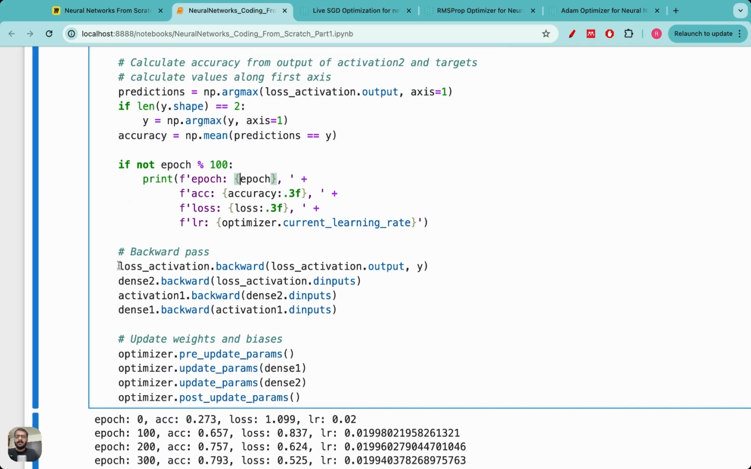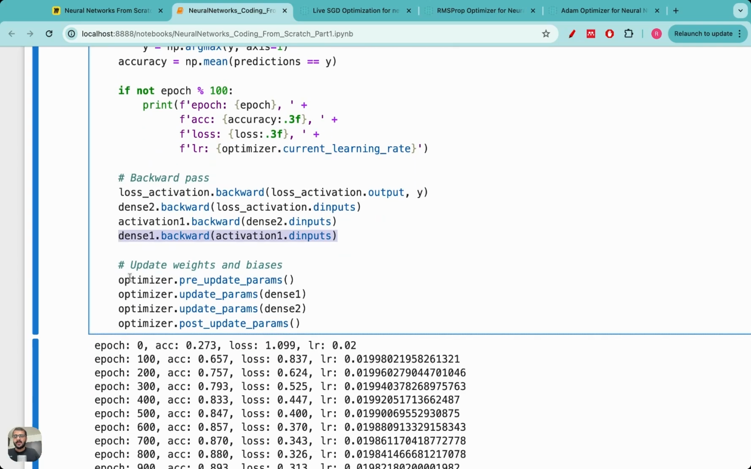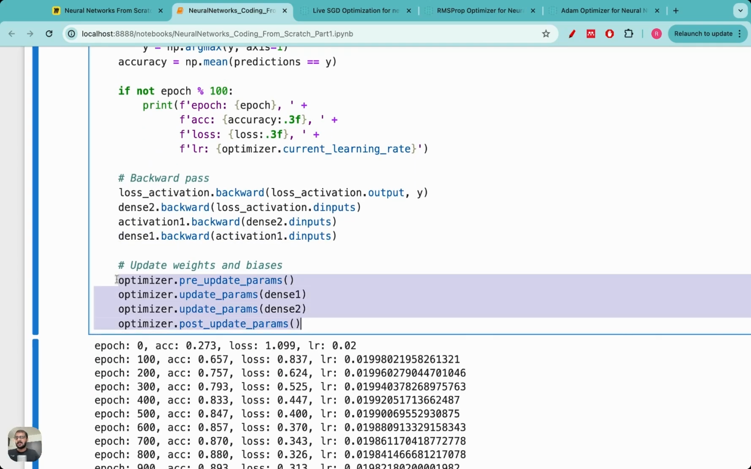First we will find the partial derivative of the loss with respect to the softmax input. Then we'll find the partial derivative of the loss with respect to the weights and biases of the second layer. Then we will find the partial derivative of the loss with respect to the ReLU input. And finally, we'll find the partial derivative of the loss with respect to the weights and biases of the first layer.